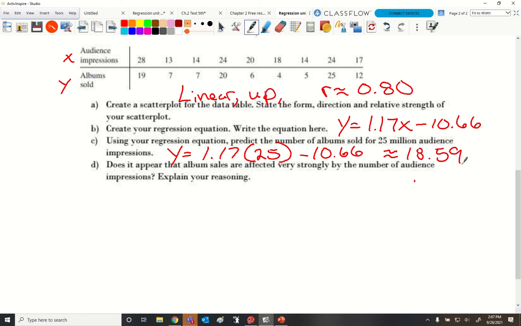Now, I'm going to add one more question to this after I'm done with D. And we're going to do another one that's going to solve for Y this time. But let's go through D. Does it appear that album sales are affected strongly by the number of audience impressions? Yes. Why is it yes? R value is 0.80. So that's a good score. If you got that on this test here, I would be happy with you. I expect you all to get A's, but I would be happy if you get 80% average.